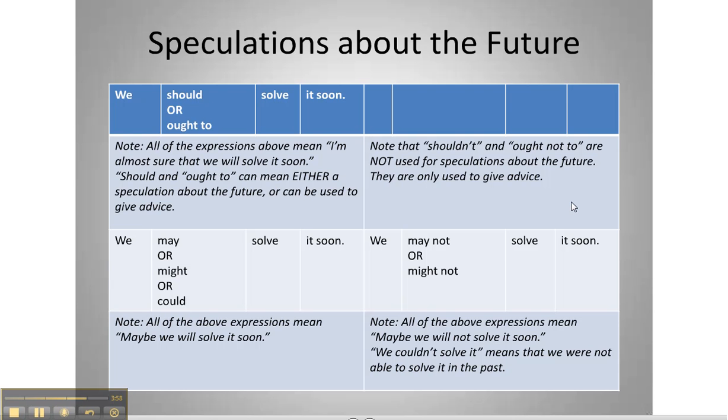And notice that shouldn't and ought not to are not used for speculations of the future. They're only used to give advice. Like you ought not to go means I advise you not to go. And then we have we may solve it soon, or might solve it soon, or could solve it soon. All of those expressions mean maybe we will solve it soon. And in the negative, we may not solve it soon or might not means maybe we will not solve it soon in the future. But remember that we couldn't solve it does not go into the future this way. It means we were not able to solve it in the past.